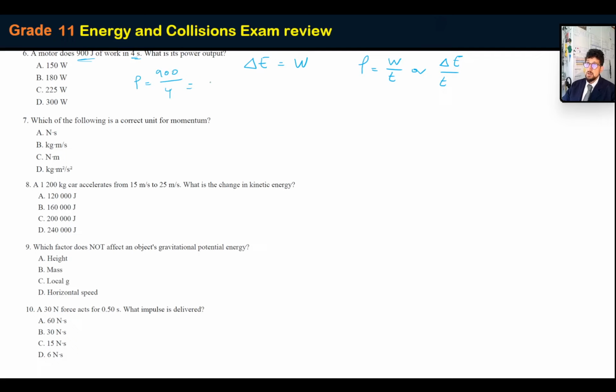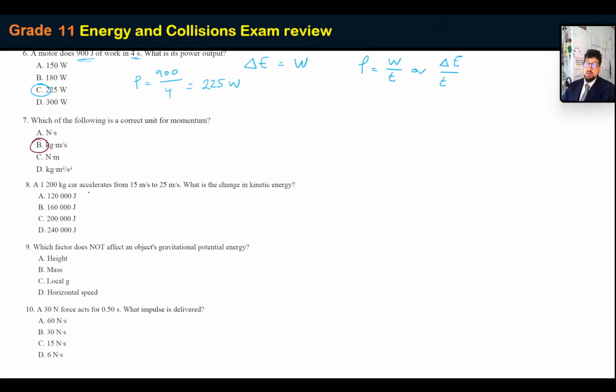That's work and that's time, which is equivalent to 225 watts. And watts is the unit for power. Next, we'll go with black. Which of the following is a correct unit for momentum? There we go, easy peasy.